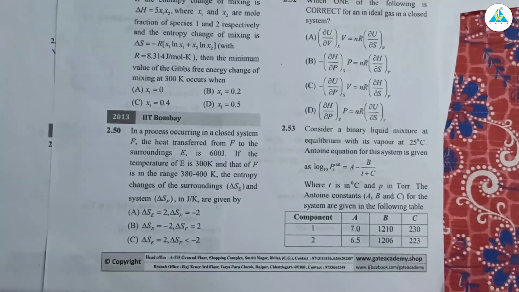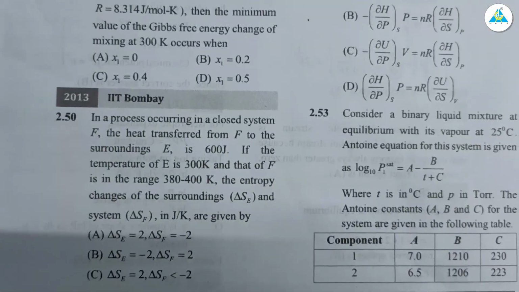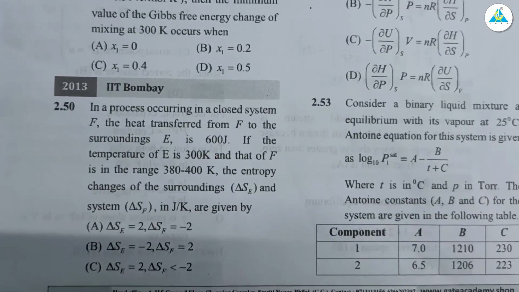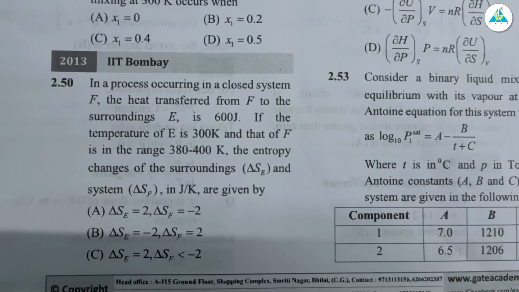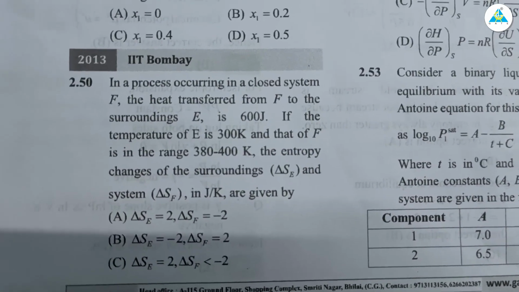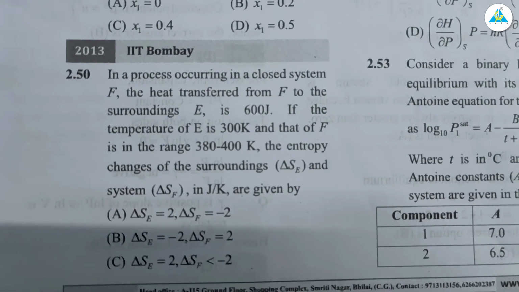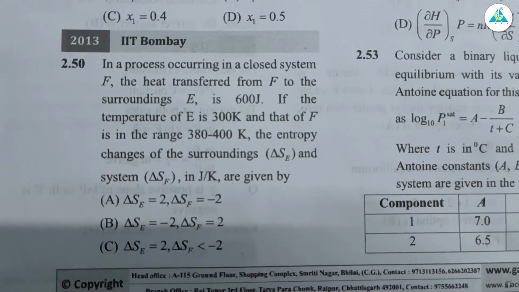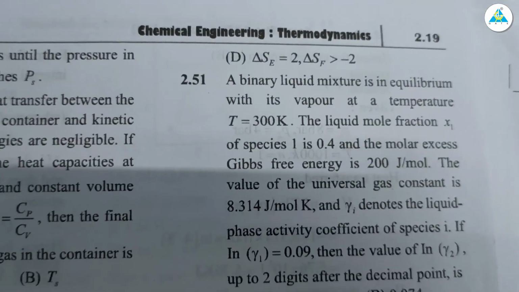So we'll start with a question from GATE 2013, IIT Bombay. You can read the question. In a process occurring in a closed system F, the heat transferred from F to the surrounding E is 600 joule. If the temperature of E is 300 and that of F is in the range of 380 to 400, the entropy changes of the surrounding and system are given by. Option A is given, B is given, C is given, and there is option D as well. Those who want to read the question again, pause the video and read the question.